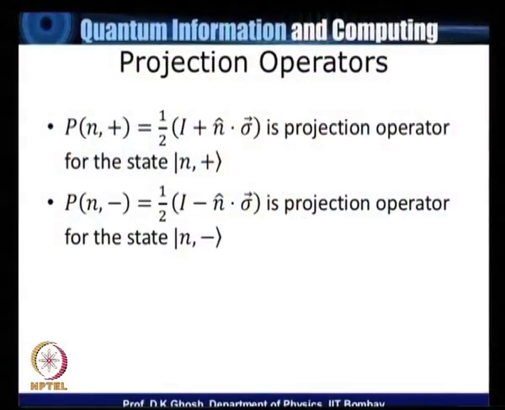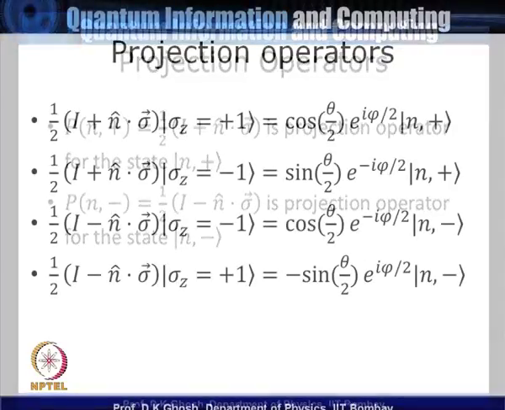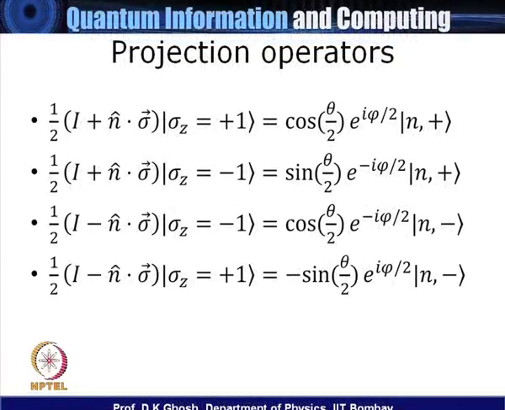Now you can check it immediately, which I will indicate how it is done, that this quantity, half of I plus n dot sigma, is a projection operator for the state n plus, and identically half of identity operator minus n dot sigma is the projection operator for the state minus. Now this is easy to work out, but let us do this. I will briefly do this algebra for one of the relations and then I will urge you to do the calculation for the others and see that that's correct.